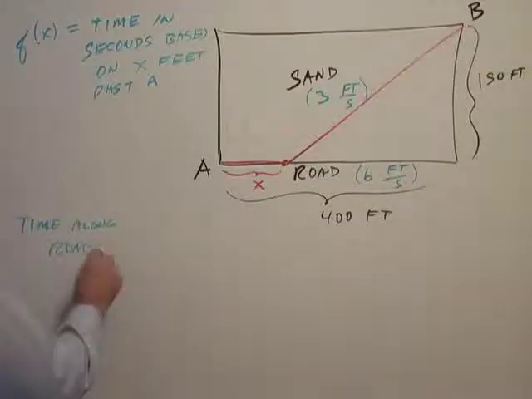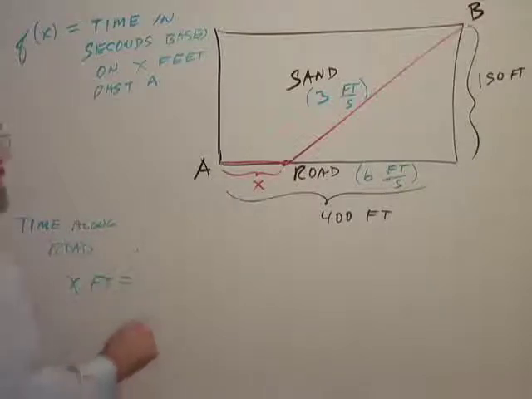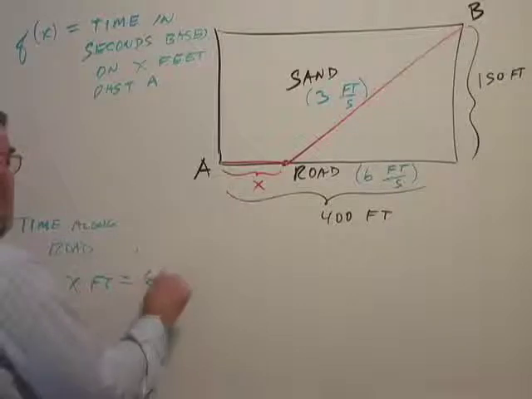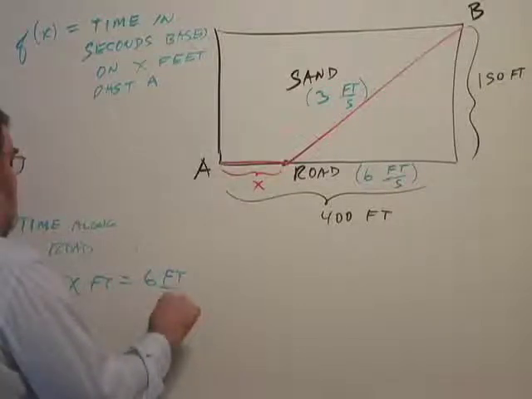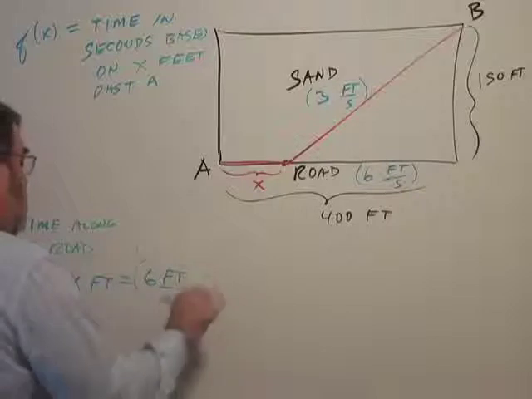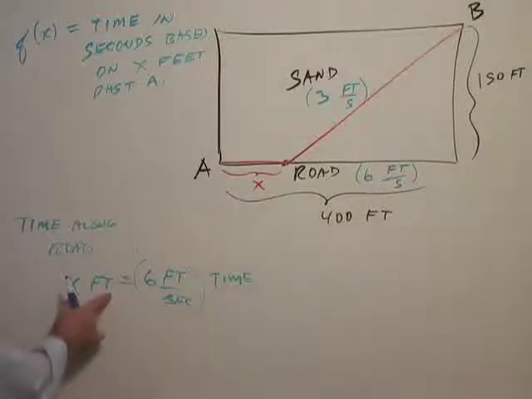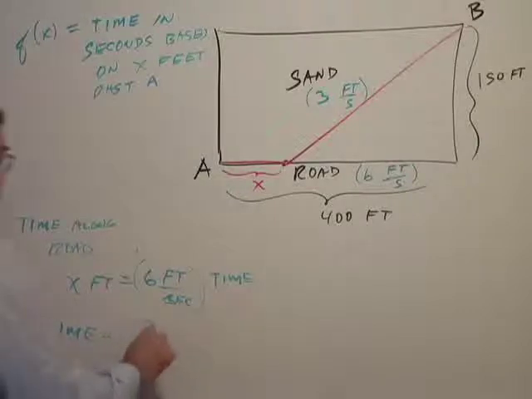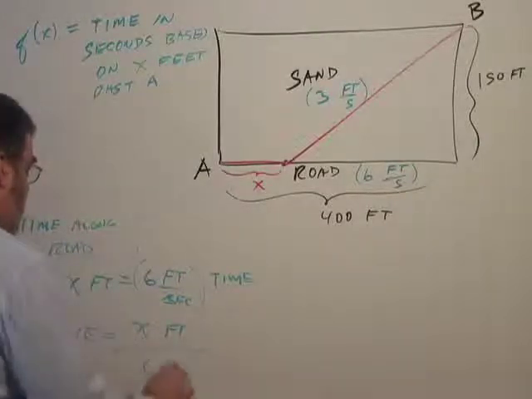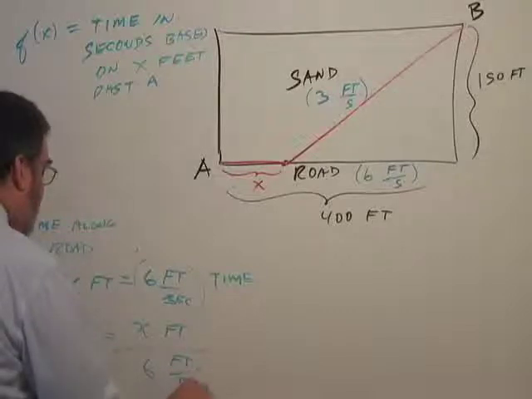So let's work this out. The distance, x feet, is going to be the speed times the time. So the speed is 6 feet per second times the time. So the time it takes will be x feet divided by 6 feet per second.